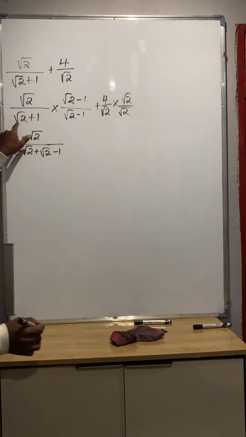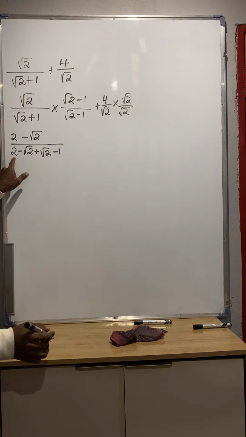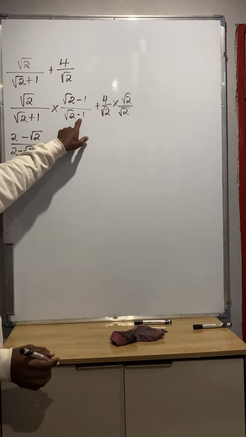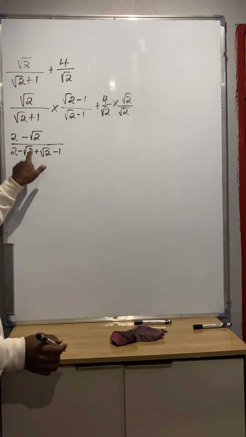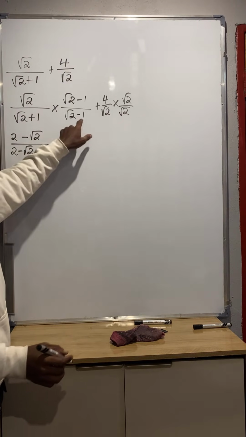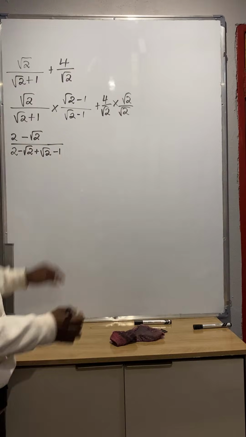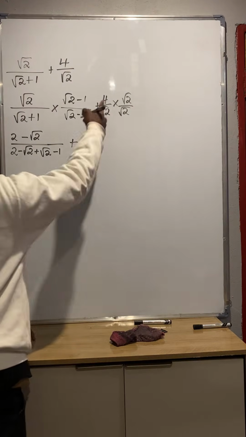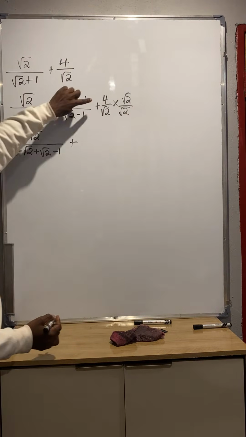I repeat again: square root of 2 multiplied by the square root of 2, 2. Square root of 2 multiplied by negative 1, negative square root of 2. 1 multiplied by the square root of 2, square root of 2. 1 multiplied by negative 1, negative 1. Then you're going to say plus that one. You say 4.